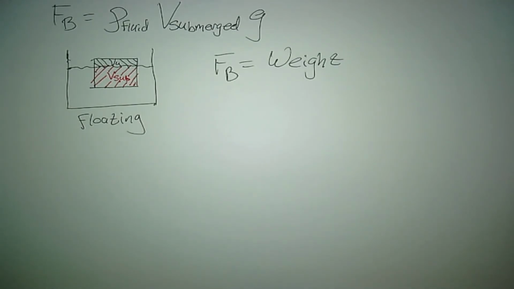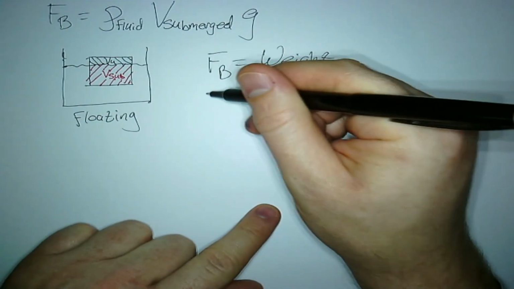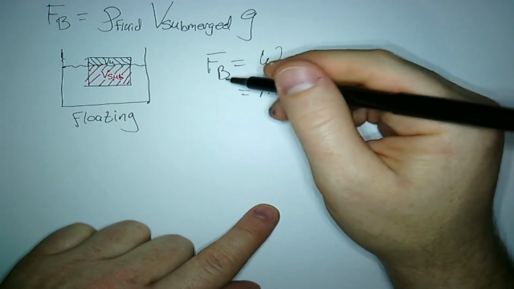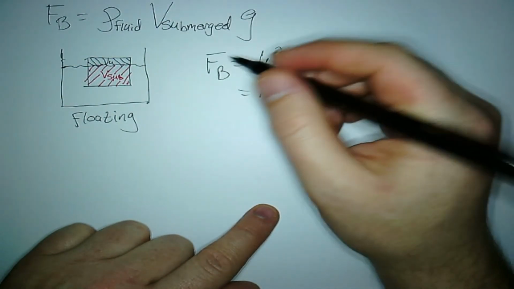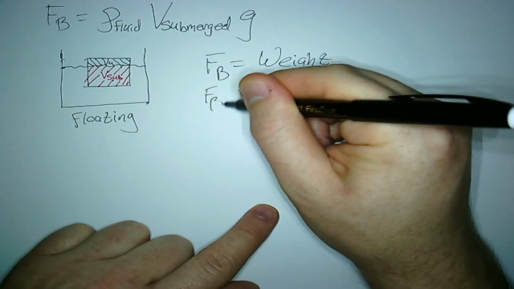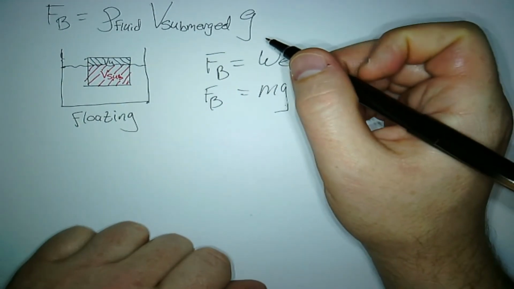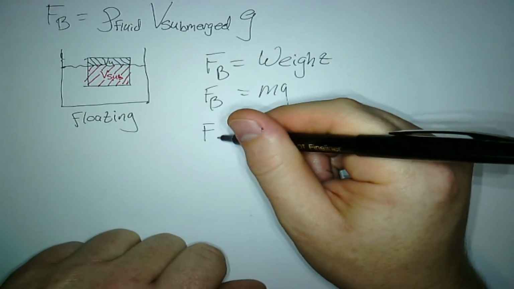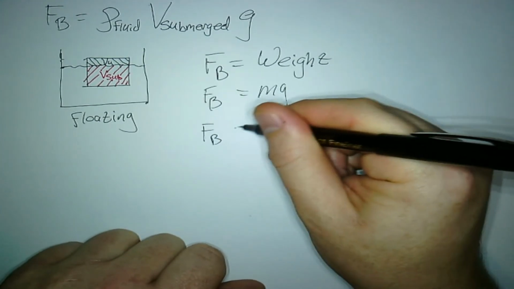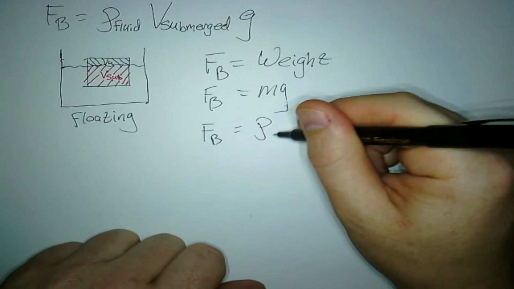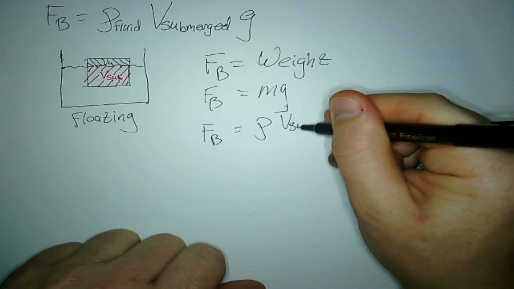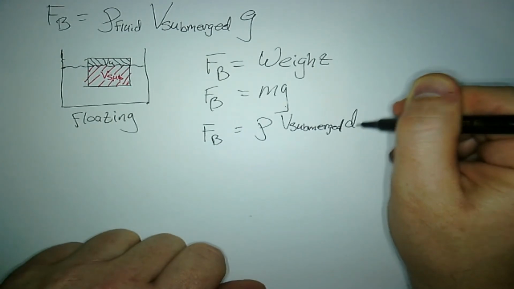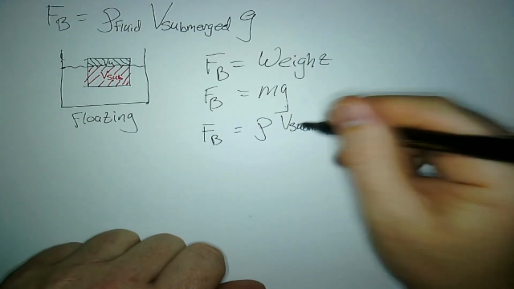So if we're looking for the buoyant force on this object, it's just equal to its weight, so it's just equal to mg. But if I wanted to figure out how much of it is submerged, what percentage of it is submerged, then I could do a little bit more fancy math. So I could remember the density of the fluid, volume submerged, and g. From now on, I'm just going to say this is VS.